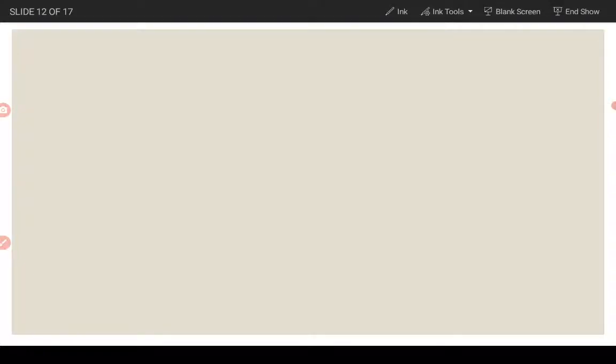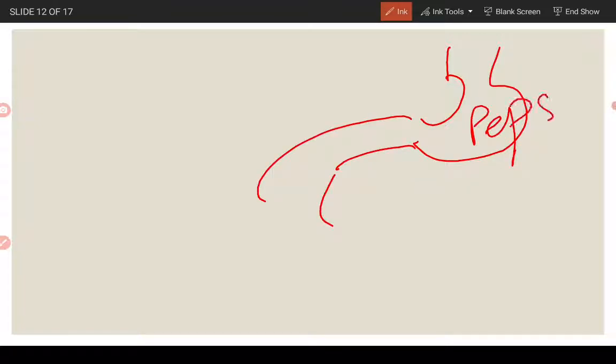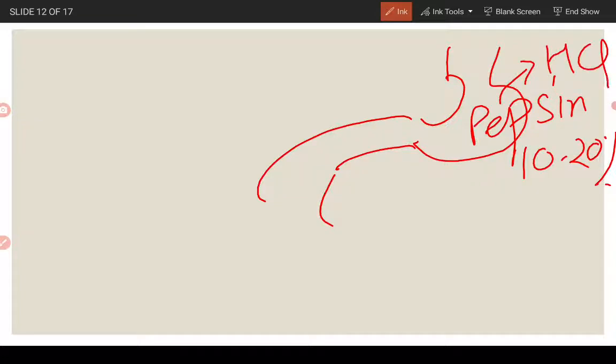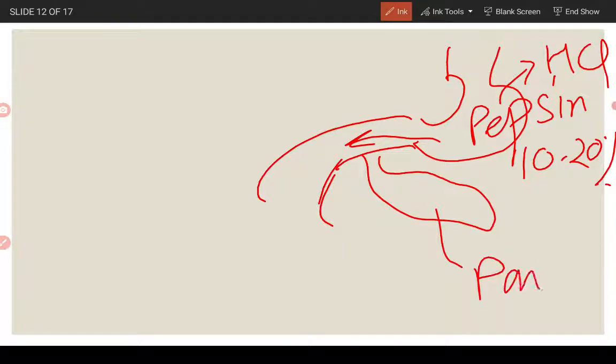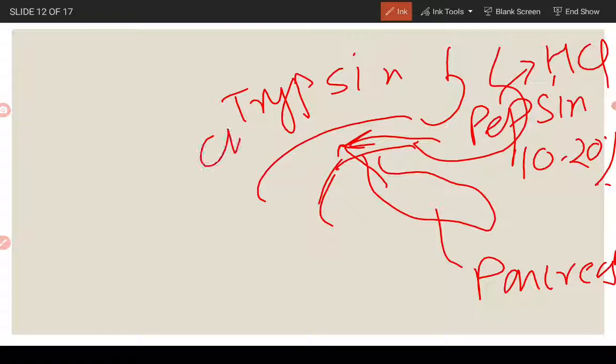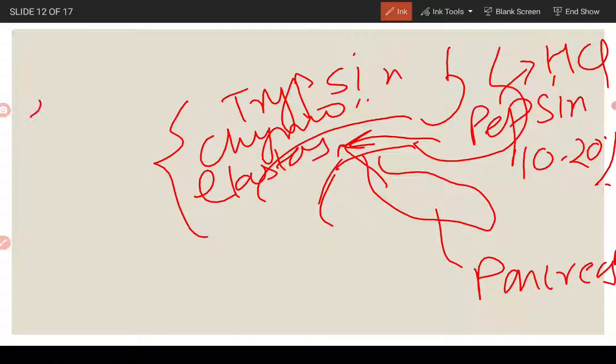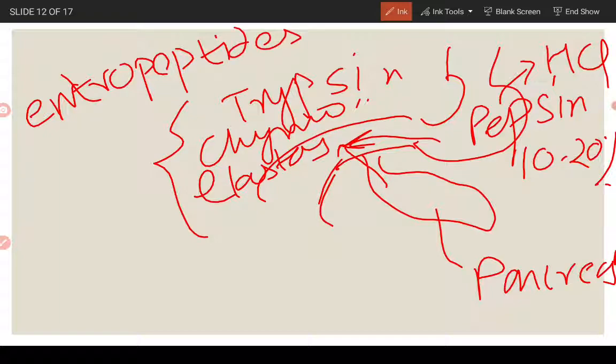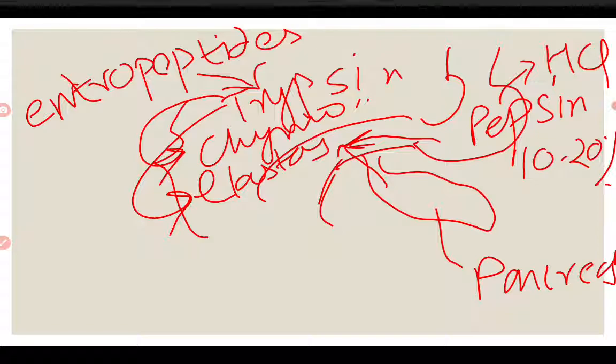So let's see what we studied already. If this is the stomach, here is the pepsin, which digests only 10 to 20% of the protein and requires HCl for the digestion, right? And then the food goes into the small intestine, where there is the pancreas, which secretes trypsin, chymotrypsin, carboxypeptidase, and elastase enzymes, which are all activated by enteropeptidase. Enteropeptidase is synthesized in the small intestine, and it activates trypsin, and then trypsin activates the rest of them.